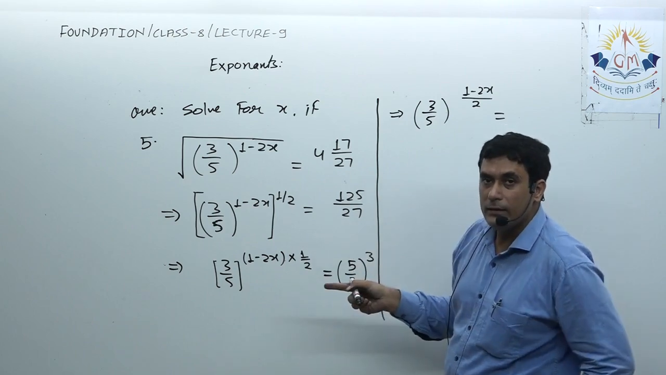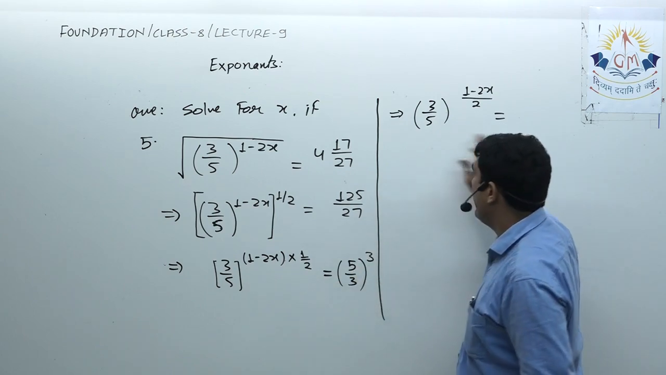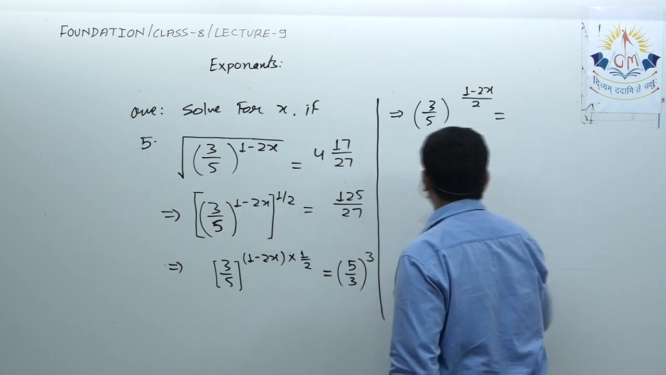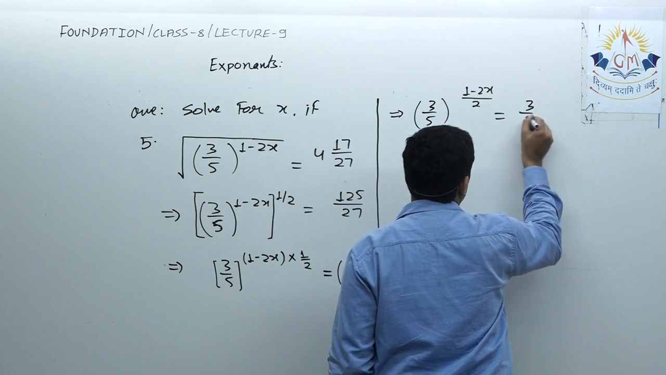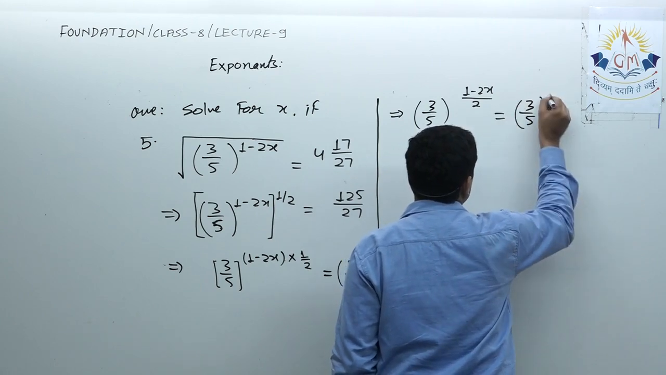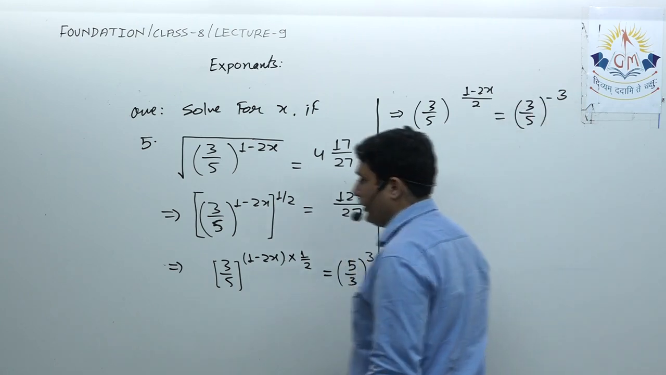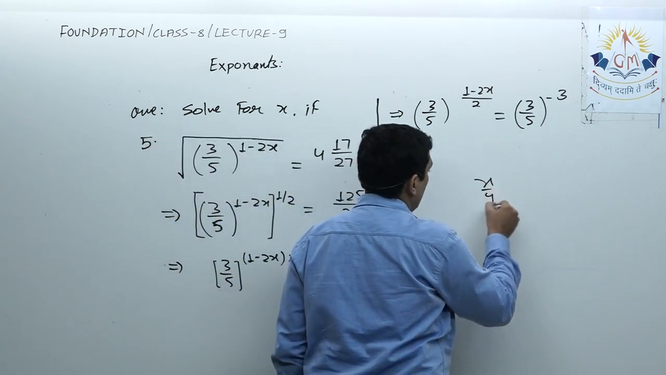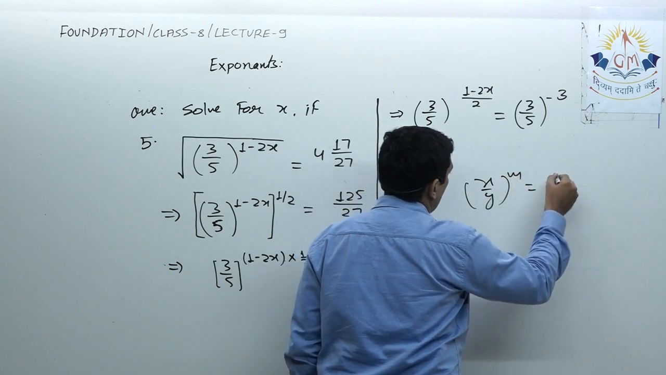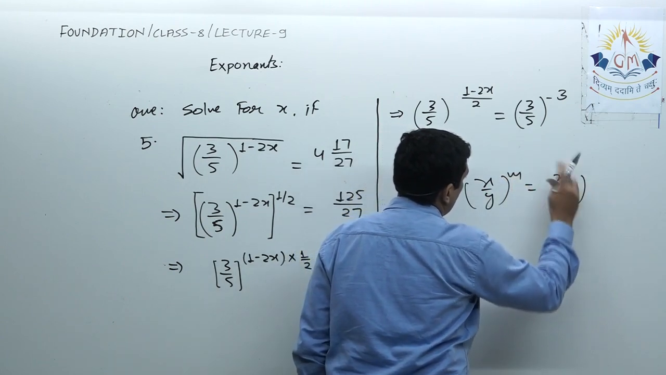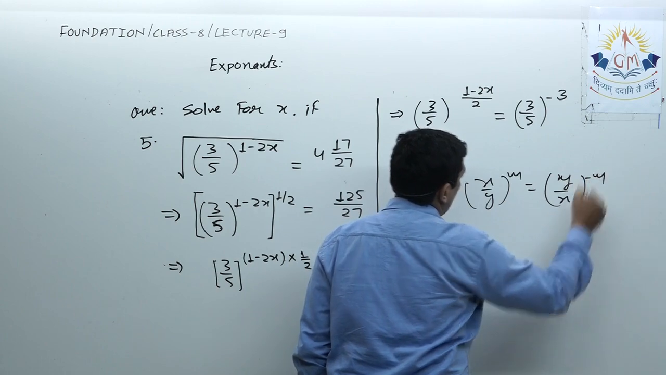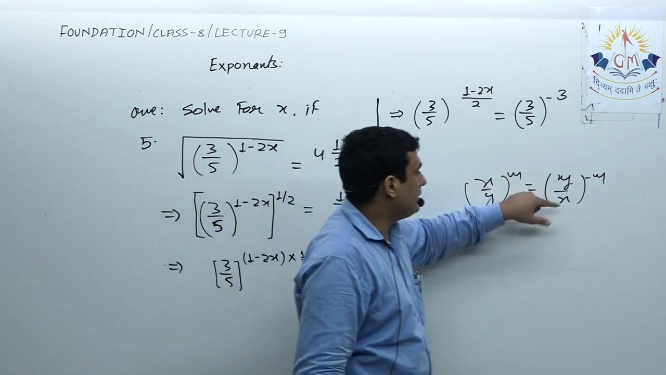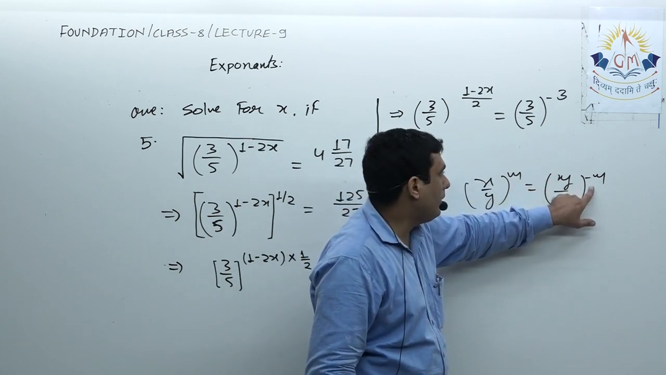And over here it is 5 by 3. I have to make it 3 by 5. Why? So that bases become same and I can compare the powers. Now to make it 3 by 5, I have to change the sign of the exponent using the law x upon y raised to m is equal to y upon x raised to minus m. Okay, if it is positive, then interchange the numerator and denominator, make the power negative.